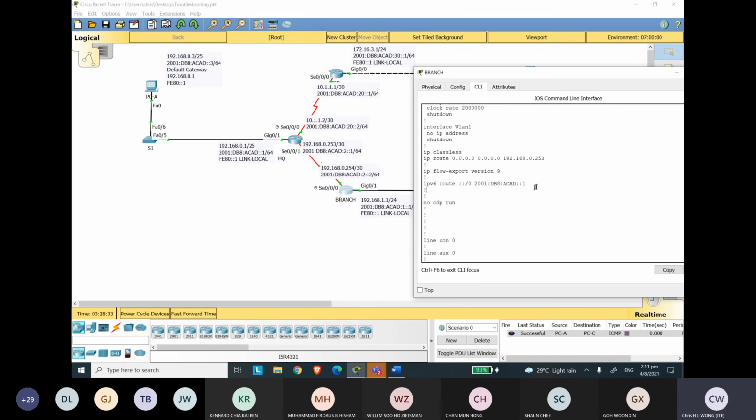But is there anything wrong? How come it doesn't show in the IPv6 route? What is the reason? What's wrong with this thing? Can someone tell me? Nobody can tell me. Hello, anybody can tell me now? What's wrong with this?